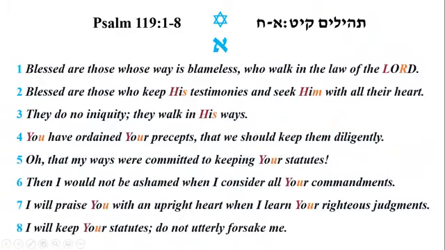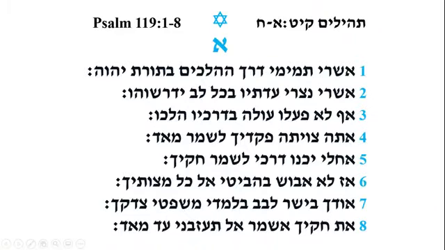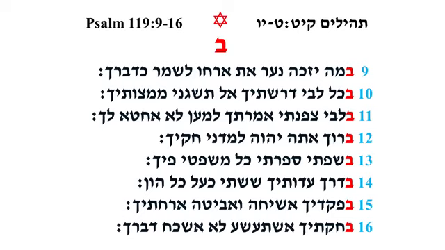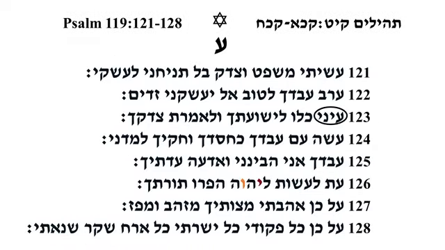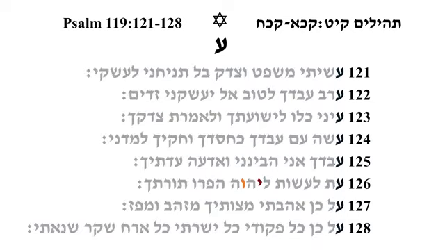Psalm 119, remember the first 8 verses all begin with Aleph. And then the next 8 verses, 9 through 16, all begin with Bet. And if you jump down to verses 121 through 128, it talks about my eyes fail with longing for your salvation. But all of these verses begin with ayin. Okay?